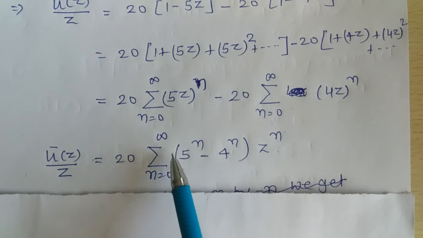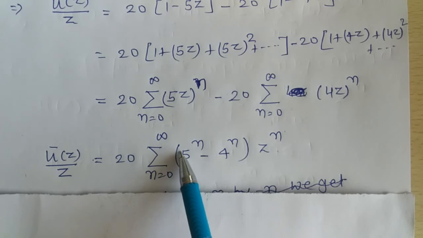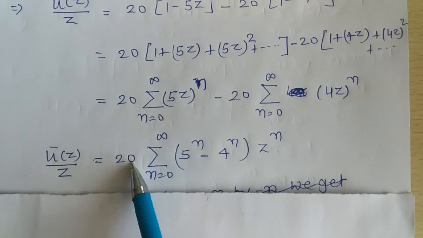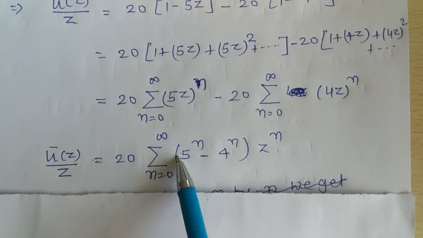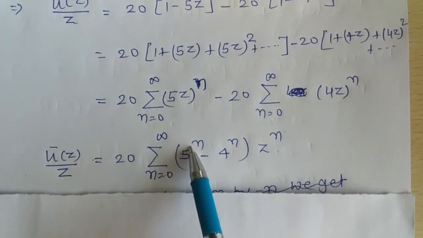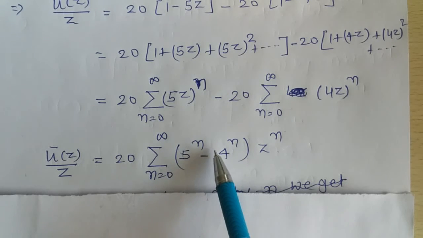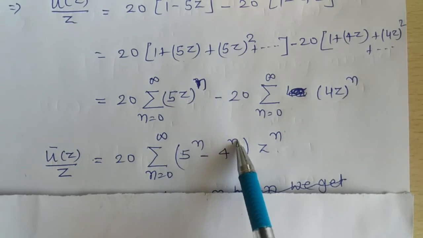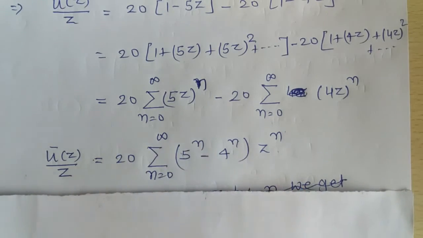Now multiply 20 with this. We write 20 as 4 into 5, so 4 into 5 into 5 power n, we get 4 into 5 power n plus 1. Minus, here 20 we write as 5 into 4, so 5 into 4 into 4 power n, we get 5 into 4 power n plus 1. And here we have z power n plus 1.